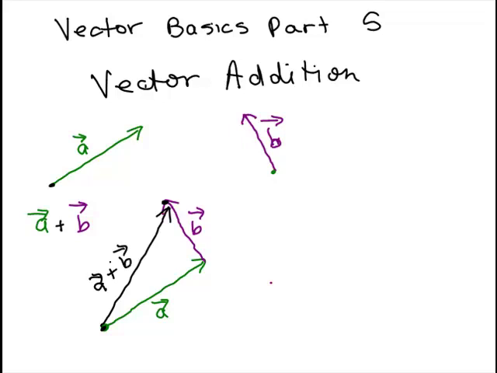This is the graphical representation. We can also use components. I'm going to do that in another video. So we have vector A plus vector B. That's how you get it. Start with A, to that add on B.